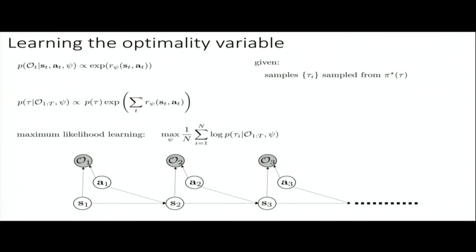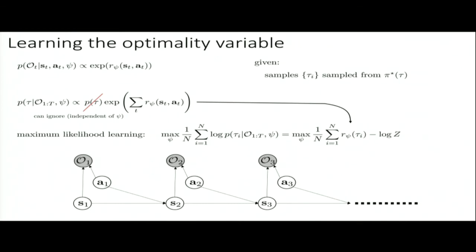So first, let's substitute in the log p of tau given O and psi. Now, you'll note that this term, the p of tau due to the dynamics, doesn't depend on psi at all. So when we take the log of this, we get log p of tau plus this part, so we can just ignore the first part because psi is not going to influence it. So we can just plug in the r. So that means that the problem we're really trying to solve is maximize with respect to psi, the sum of the rewards of the trajectories minus the log normalizer.